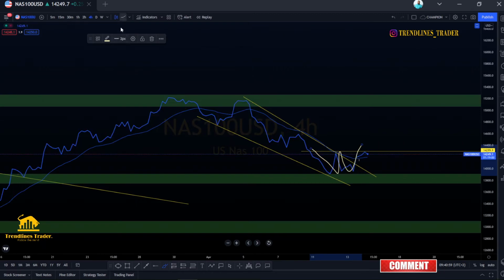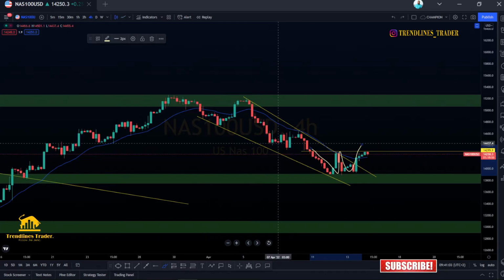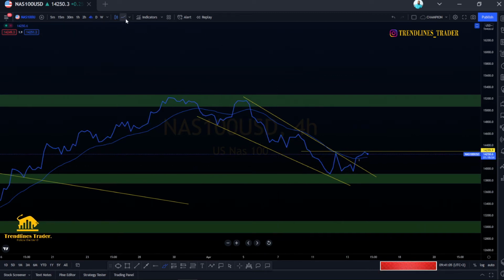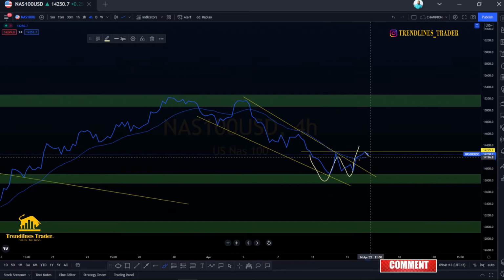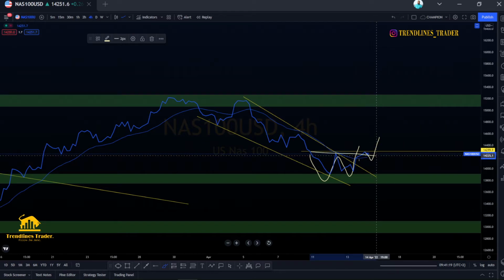Let's go to the line chart. I want you guys to witness this very clearly. Yes, you see, this is our W pattern, and we just have to wait for the price to push back a little bit before we break this level right here and push towards the upside.